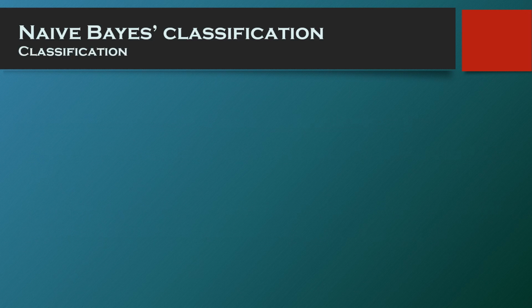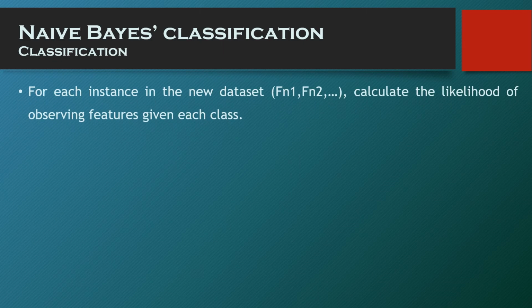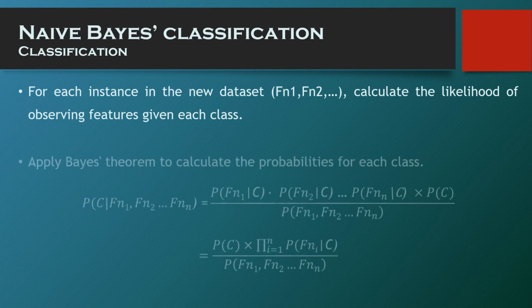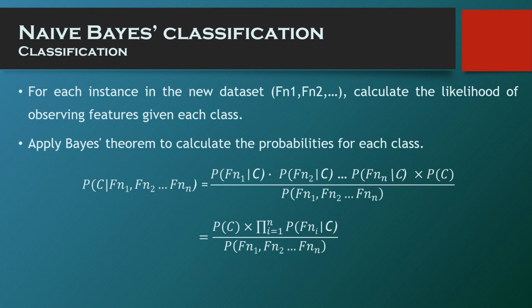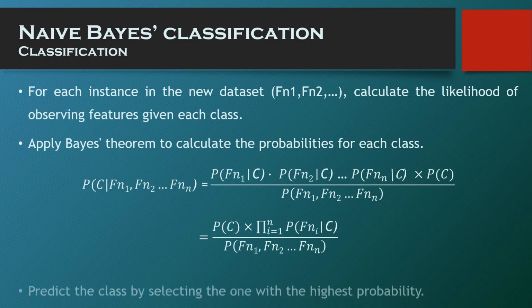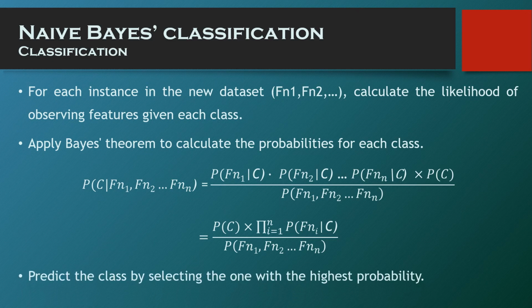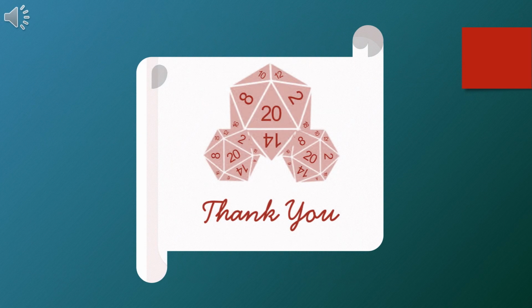Now we will see how the naive Bayes model is used for classification. For each instance in a new dataset with features fn1, fn2, etc., the likelihood of observing these features for each class is computed. Bayes' theorem is applied to calculate the probabilities for each class. The class to which the given instance belongs is predicted by selecting the one with the highest probability. We have seen how the naive Bayes model is built using the given dataset and how it is used for classification.